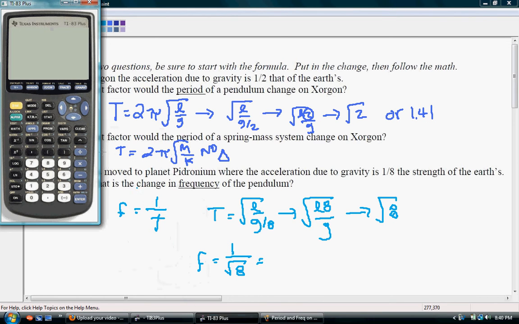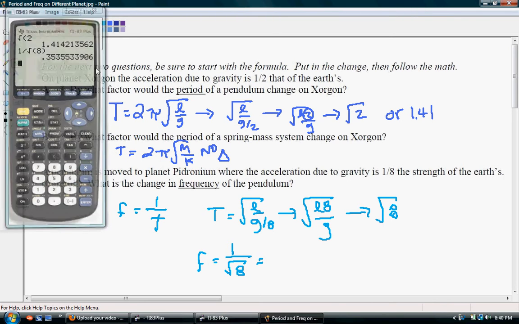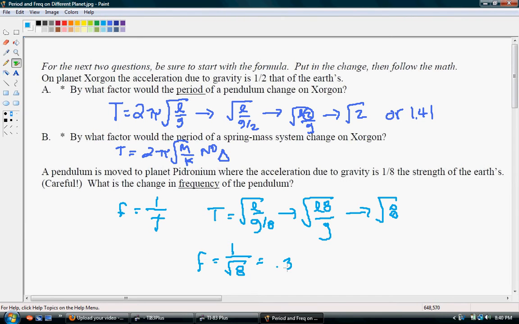So that will be by a factor of 0.354. So frequency is going to get smaller by a factor of 0.354.